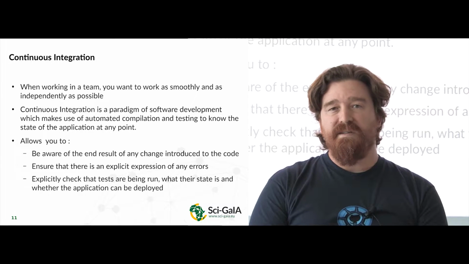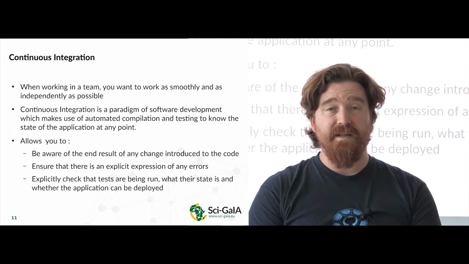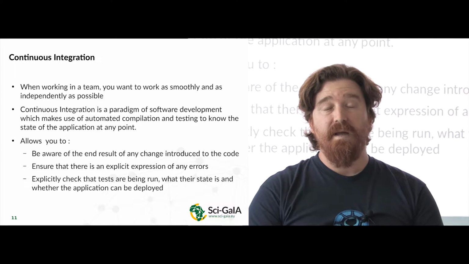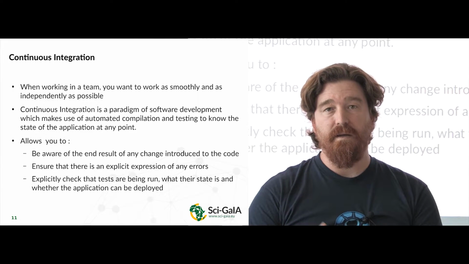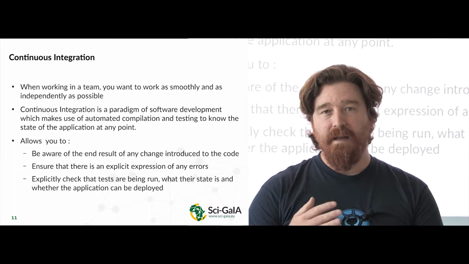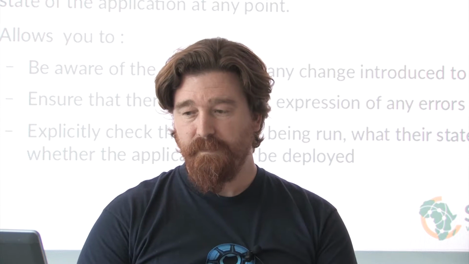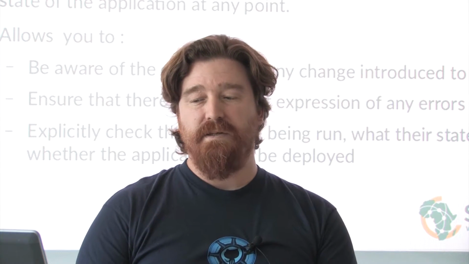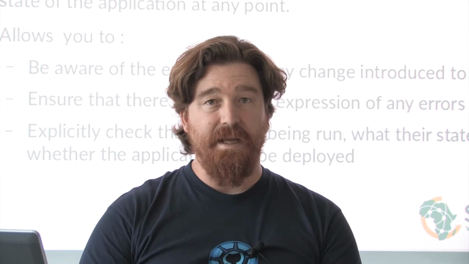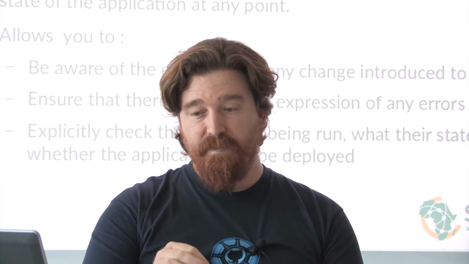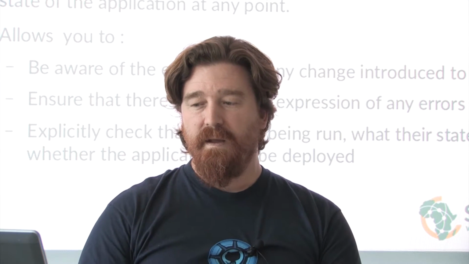So continuous integration is a software development paradigm which is aimed at easing this problem, making people work independently, but also build software in a coherent way by eliminating, where possible, the possibility of introducing errors. So continuous integration allows you to be aware of the end result that any particular change of any of your team may make. That atomic change to the code base, what effect will that have on the final product?